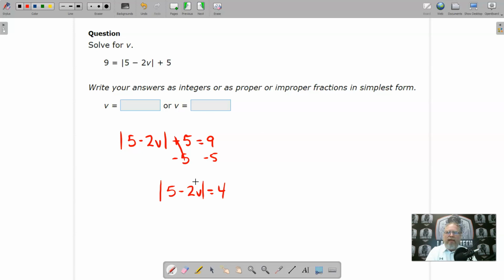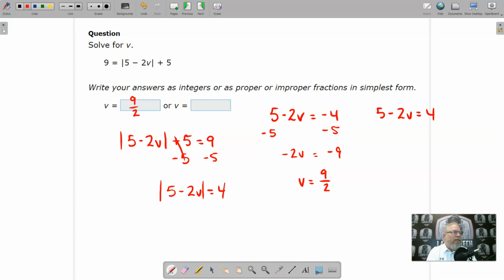So now let's make our two special cases. 5 minus 2v equals negative 4, or 5 minus 2v equals positive 4. So let's go ahead and subtract 5 from this side, get negative 2v, and subtract 5 over here, and I would get a negative 9. Now let's divide both sides by negative 2, and I'm going to get 9 over 2. So one solution is going to be 9 over 2.